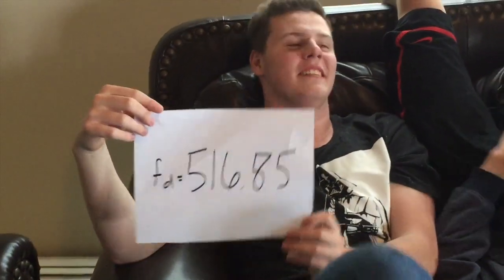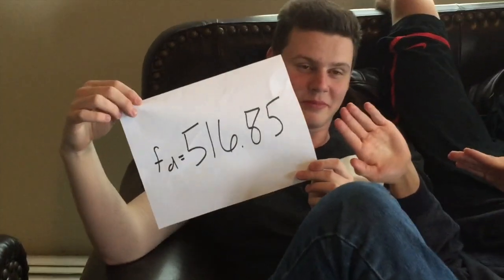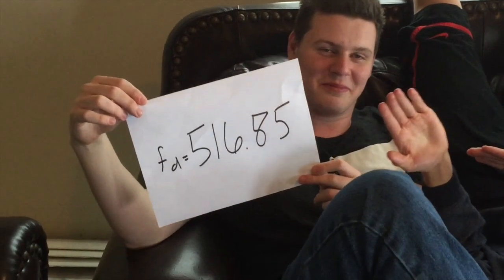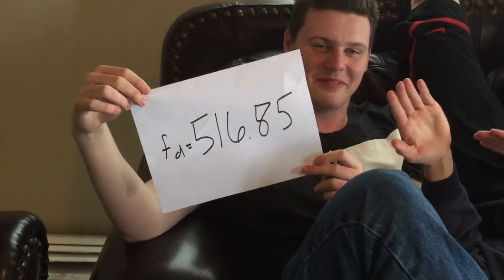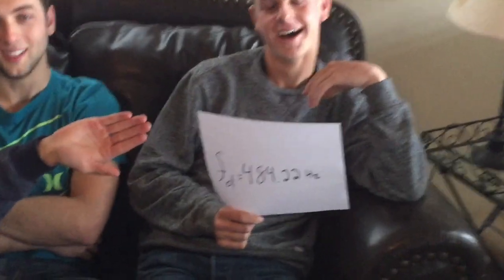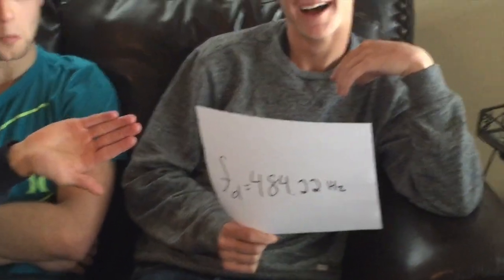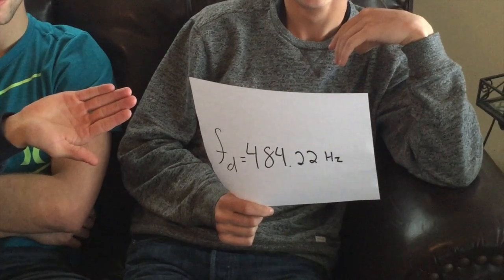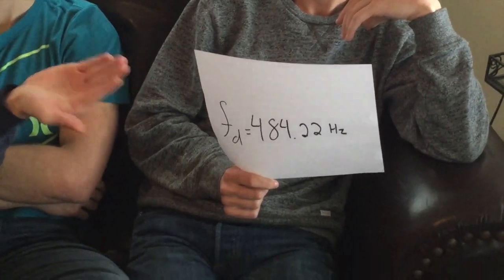As you can see, the frequency detected while the Jeep is traveling towards the observer is greater than the frequency of the source, or the actual frequency of the Jeep horn, while the frequency detected of the Jeep traveling away from the observer is less than the 500 hertz of the initial frequency of the source.